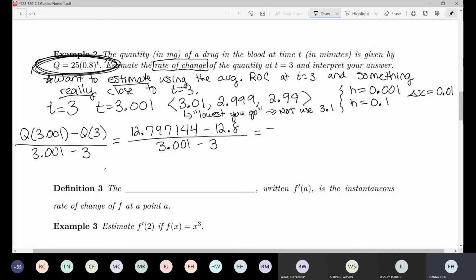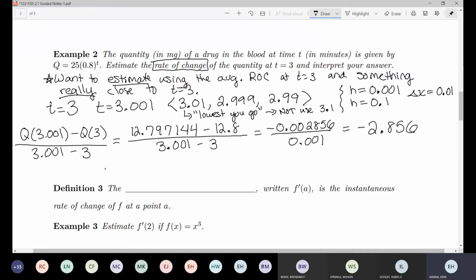So essentially we would get negative 0.002856 divided by 0.001. We'd get negative 2.856 as our estimate for the instantaneous rate of change. Now these are technically slope values. So what would the units of this be? Well, it would be the units of essentially the Q values divided by the units of T. So we'd have milligrams per minute.